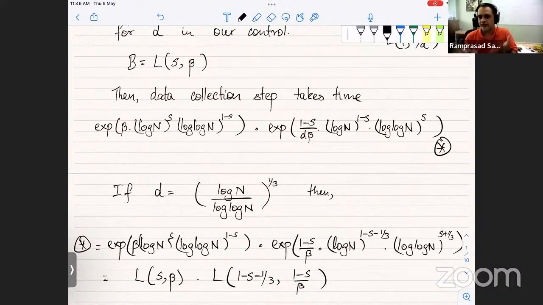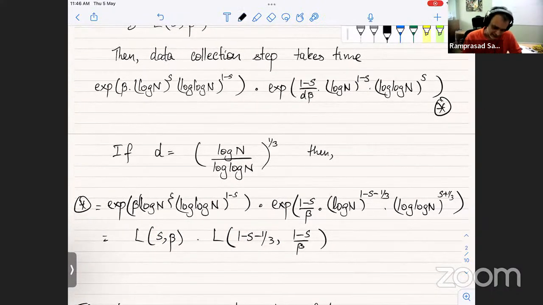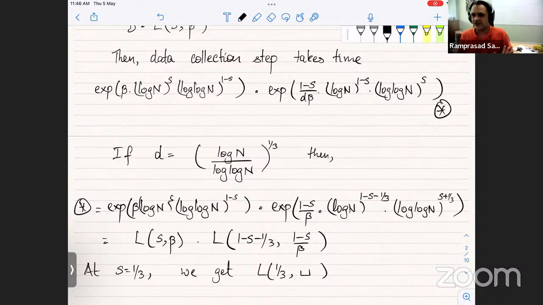Now, so far we had kept s floating. We need to figure out what is the best choice of s that minimizes this product as much as possible. Basically it makes sense to choose s such that s equals 1 minus s minus 1/3. And if you work with that, you basically get, at s equal to 1/3, L of 1/3 comma something. At this point, I don't care about the constants at all. So we get L 1/3.